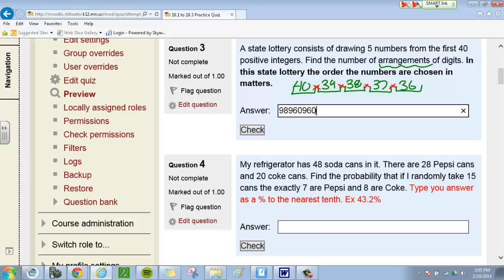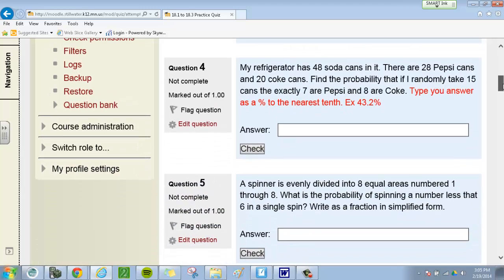My refrigerator has 48 soda cans in it. There are 28 Pepsi cans and 20 Coke cans. Find the probability that if I randomly take 15 cans, exactly 7 are Pepsi and 8 are Coke. Okay, this is a tricky problem. We can do this. Let's delete that. I need some room for this one.